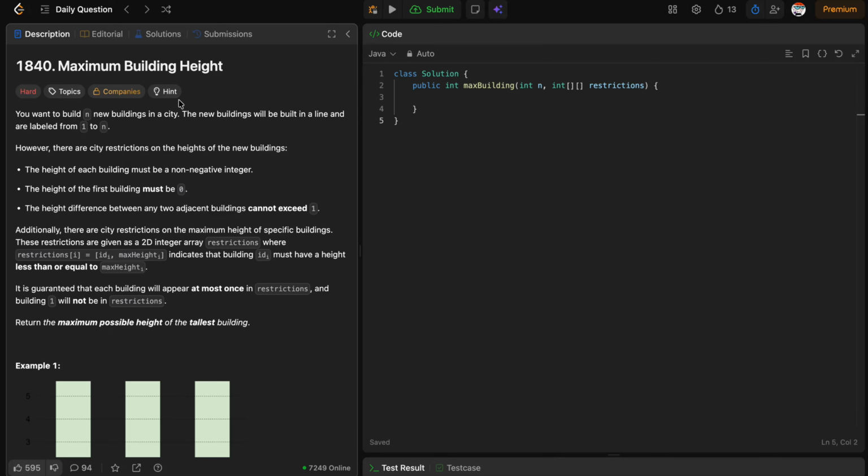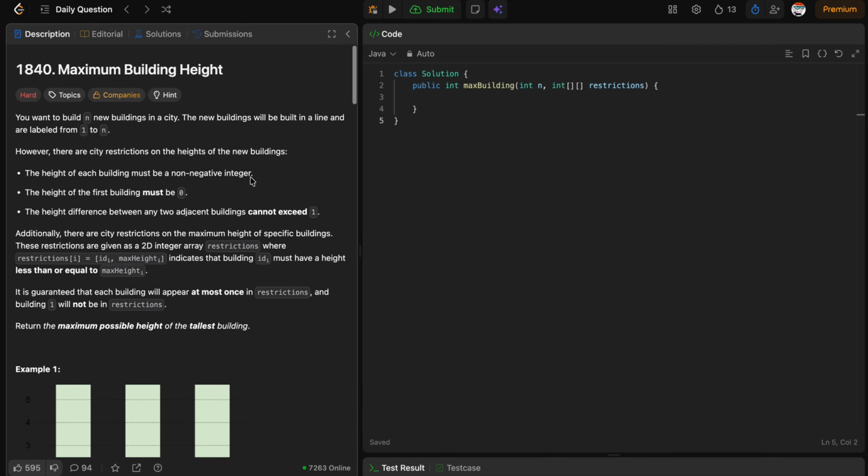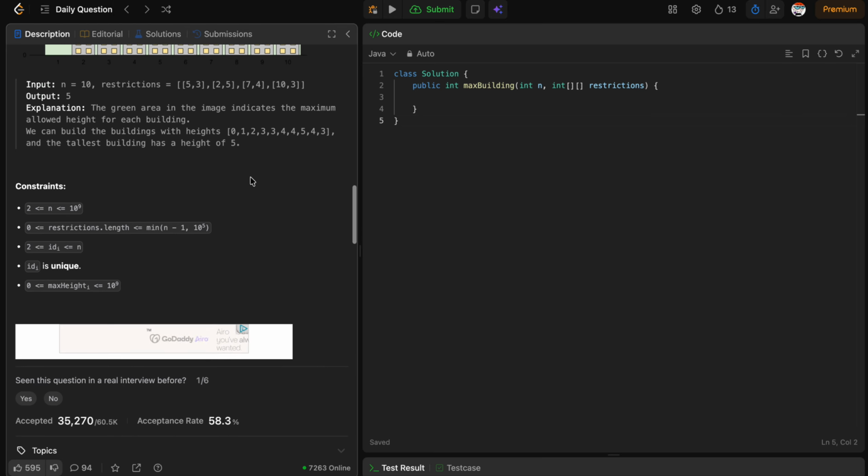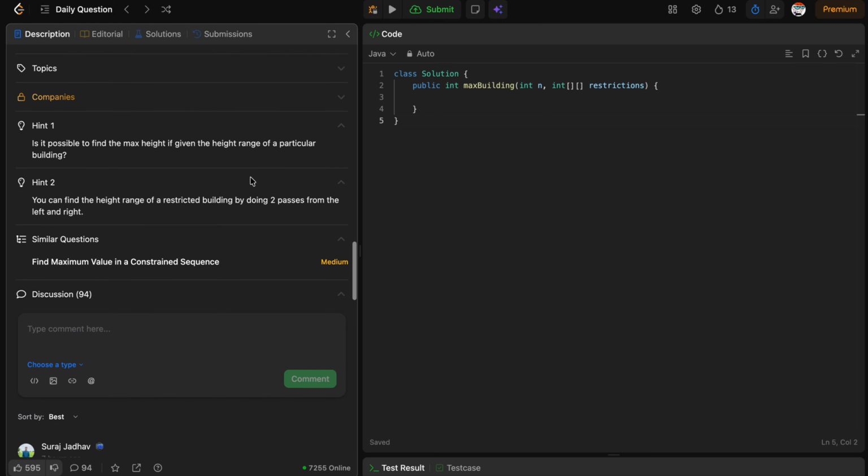Today is 20 June. Today we are going for the problem of the day 1840, maximum building height. So this is a very unique problem. We need to thoroughly understand the problem, then I try to get all the details related to solving it.